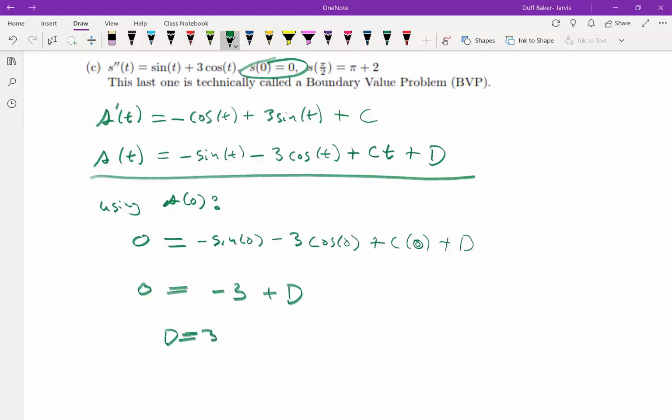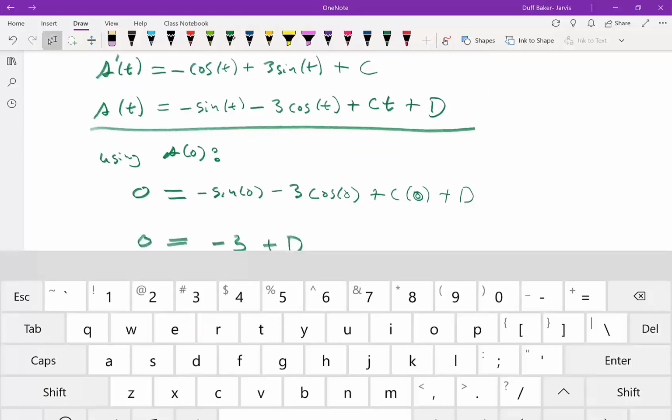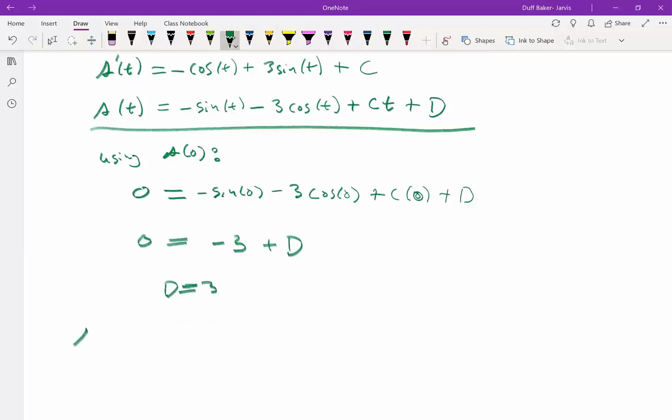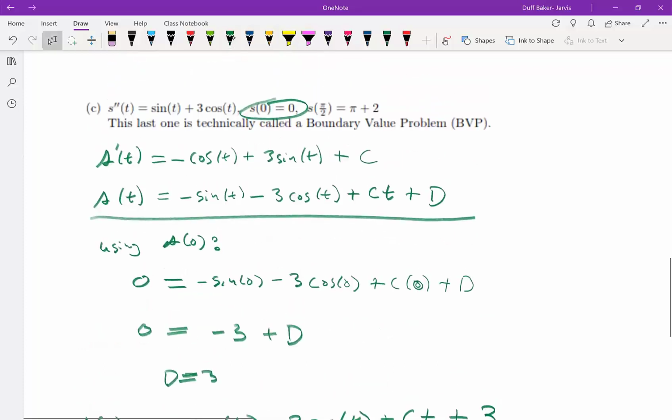Nice. Okay, so now what we know at this point is that s of t has to be minus sine of t, and d is now 3. So we're sort of updating our information. We still don't know what c is. Then we go back up and use this other piece of information, and hopefully that'll tell us what c is.